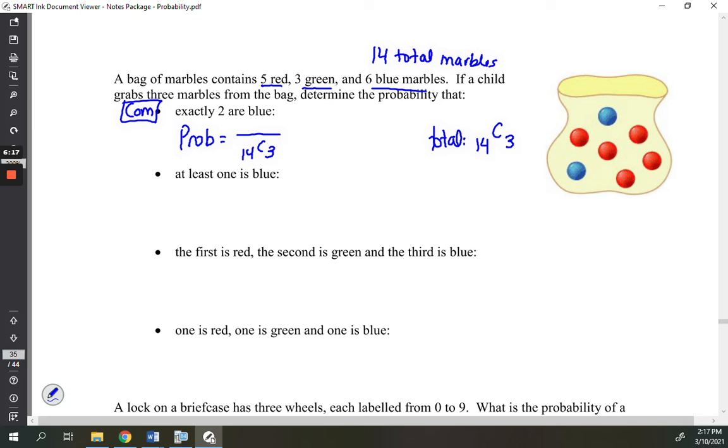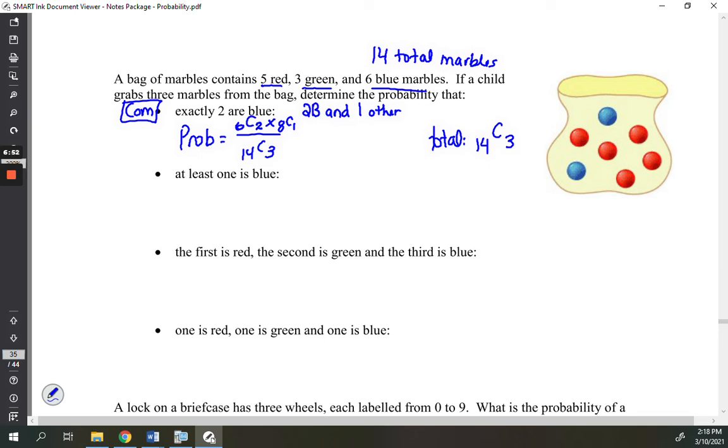If I want exactly 2 blue, remember with combinations it's nice to write it out in words first. So that means I need 2 blue marbles in my hand, and I'm going to need 1 of something else in order to get my 3 marbles. 2 blue and 1 something else. So for the top, to get 2 blue, there's 6 blue marbles in the bag. So out of those 6, I have to choose 2 of them. And out of the remaining other 8 marbles, the red and green ones, I'm going to have to choose 1 of those ones. And that's how we'll get our probability here.